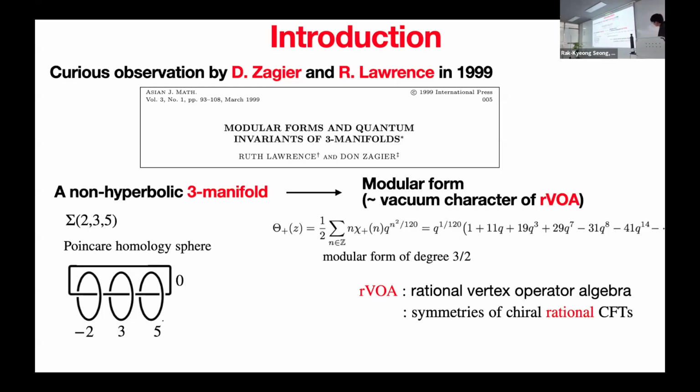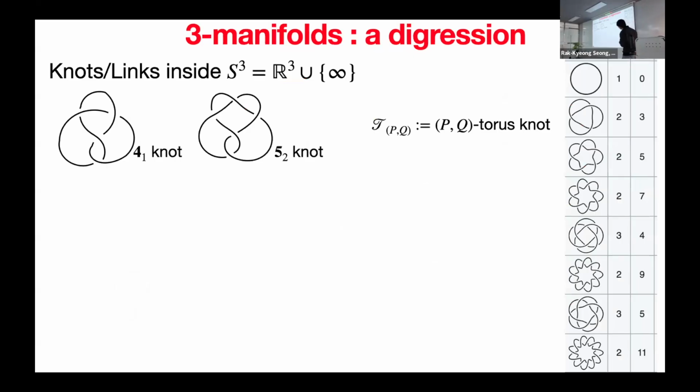Here, rational VOA is short for rational vertex operator algebra, and roughly it is the symmetry of the chiral part of rational conformal field theories. Some of you are very familiar with this Dehn surgery representation, but I assume that most of you are not familiar with it, so I'm going to review some basics of three-manifolds, and I will introduce some notation which will be used throughout my talk.